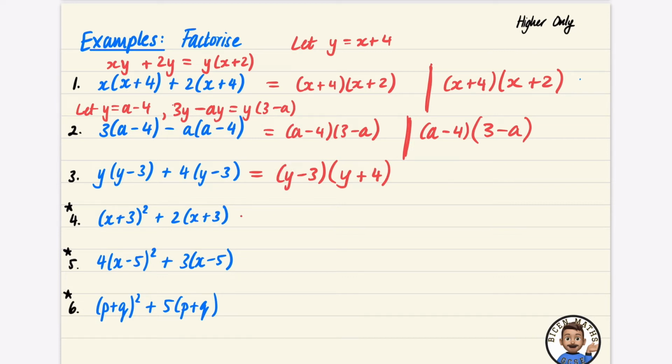Okay, this one is challenging. Now they've both got an x plus 3 in common, so I'm going to take out an x plus 3 and I'm going to do my big brackets this time.